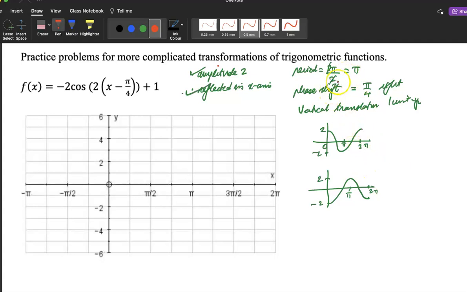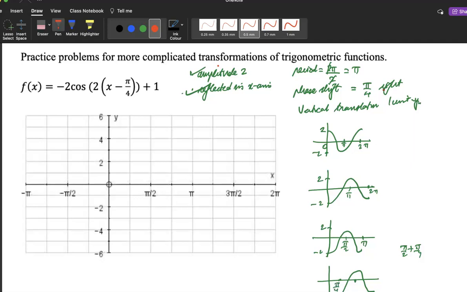Period is pi, so divide everything by 2. I'll keep my graph as it is, but this will become pi and this will become pi by 2. This will become minus 2 and 2. Phase shift is pi by 4 to the right, so add pi by 4 to everything. This will be pi by 2 plus pi by 4.